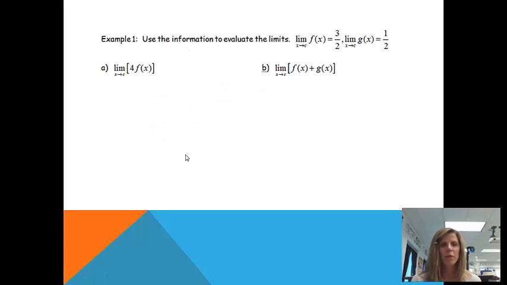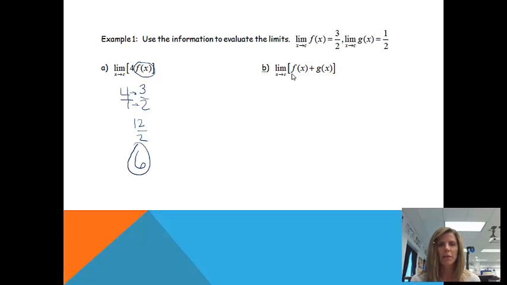Okay, you'll notice the first one says to use the information to evaluate the limits. We know the limit as x approaches c of f is equal to 3/2, and we know the limit as x approaches c of g of x is equal to 1/2. So in this first example, it asks us to find the limit as x approaches c of 4 times f of x. We know the limit of f of x, it was given to us, was equal to 3/2. And then since we're going to use, I think it was property 1, we can just take that answer and multiply it by 4. So 4 times 3/2, if you don't have your calculator, remember we'd really just put a 1 underneath the 4, and then if you multiplied across, you'd get 12 over 2, which reduces to 6. So the limit of that answer would be 6.